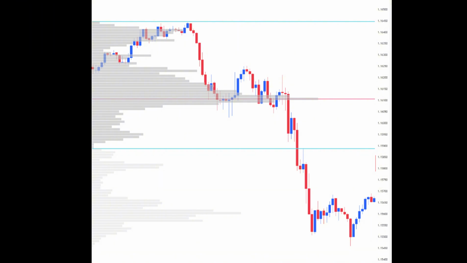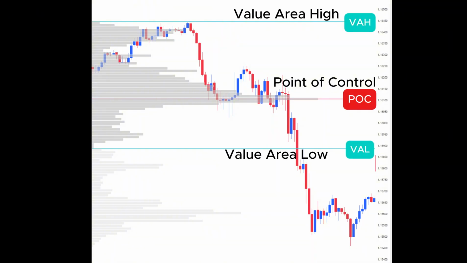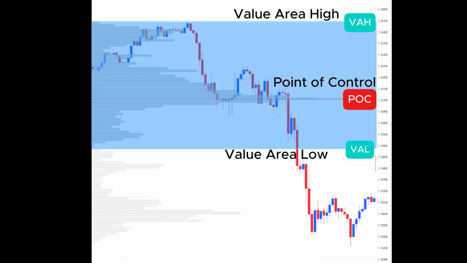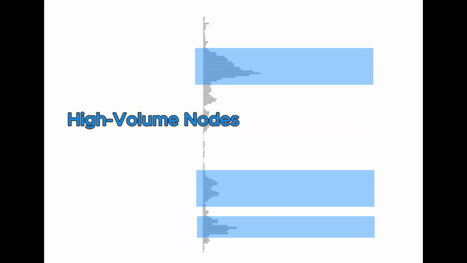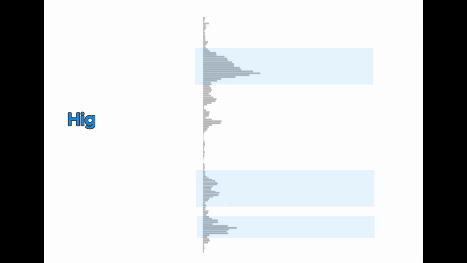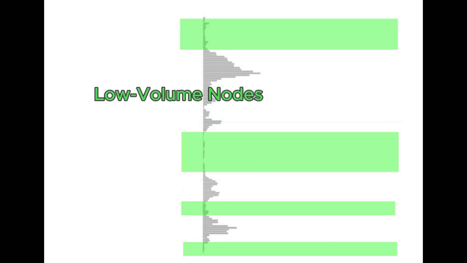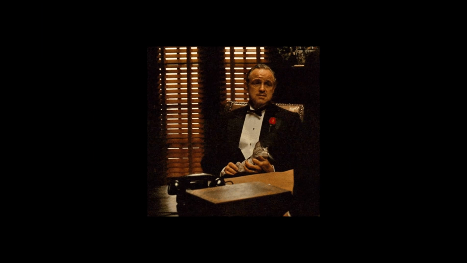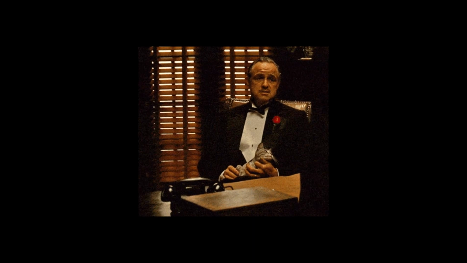Here are the key parts. POC, the point of control. This is the single price level with the highest traded volume. VAH and VAL, value area. Together they define where about 70% of the volume occurred. High volume nodes, areas where price tends to slow down or balance. Low volume nodes, these often act like highways where price moves fast because there's little liquidity. If that sounds a bit abstract, don't worry, stick around, you'll see it live on the chart.